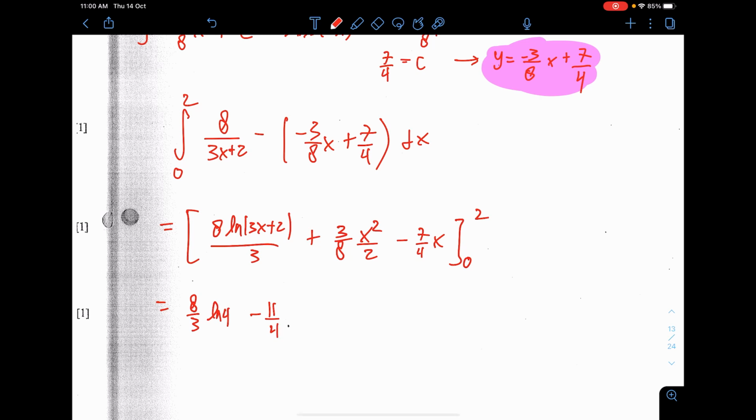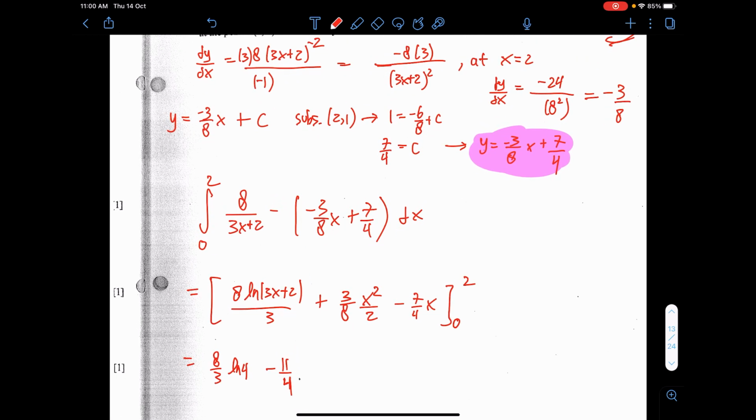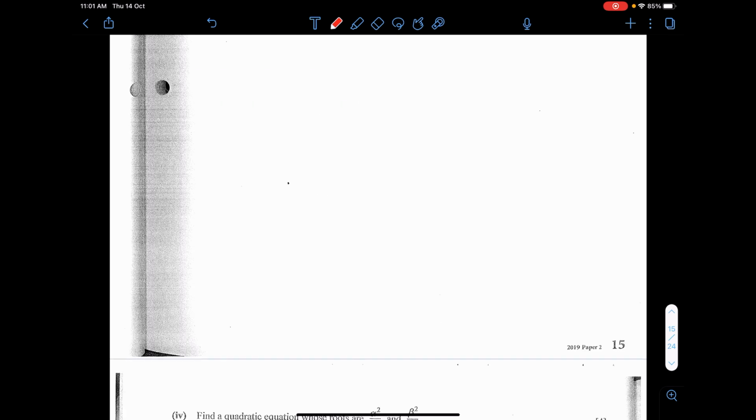Okay, I think this is quite a nice question for 11 marks. Not that difficult for 11 marks compared to the rest of them just now. Quite long and everything. Okay, question 10 is out of the syllabus.